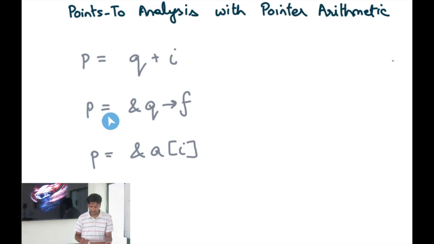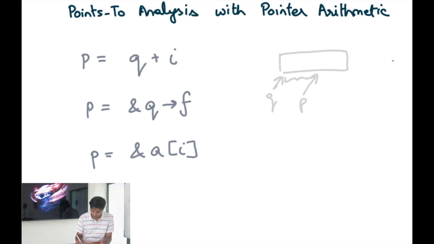Or the program can contain an instruction of the form P equals ampersand Q pointer dot F. This is C syntax. So for example, if I was to draw this, then if Q is pointing here, then P could point anywhere within the object that Q points to, right? So that's what P equals Q plus I means. So for example, this distance here between Q and P could be I, or even P equals ampersand Q dot F. So if F was a field here, then ampersand Q dot F is basically a pointer to that field within this larger object that Q points to.